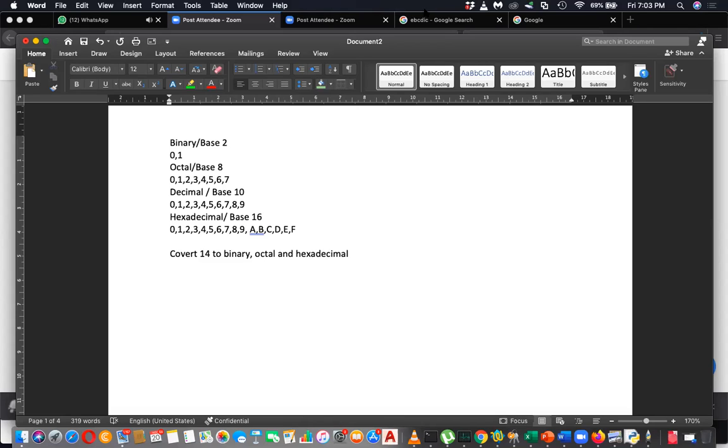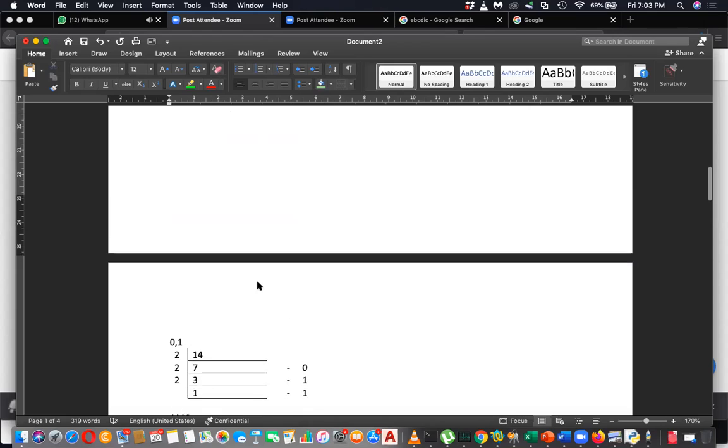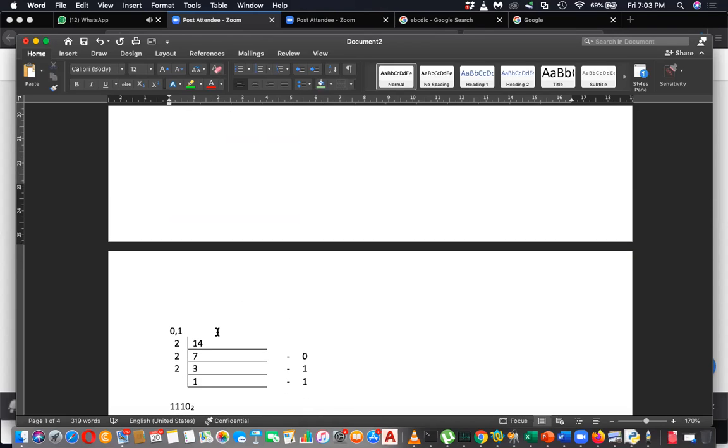Okay, let's discuss. Right, 14. What do you have to do? 14 divided by 2 and write the remainder. The first time we divide 14 by 2, it is 7, remainder 0. Again divide by 2: 7 divided by 2 is 3, remainder 1. 3 divided by 2 is 1, remainder 1. So the answer is 1110.